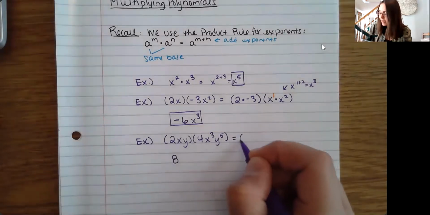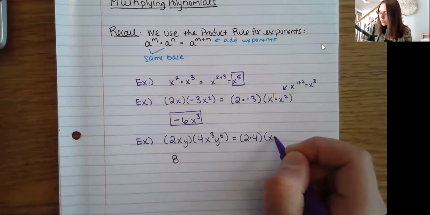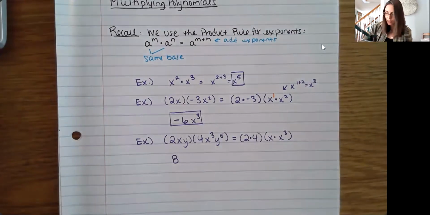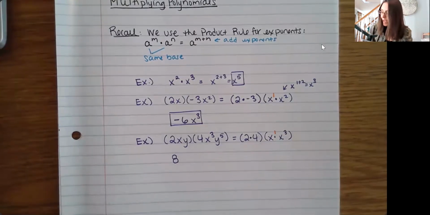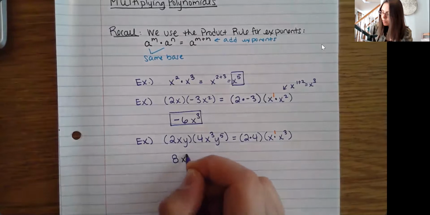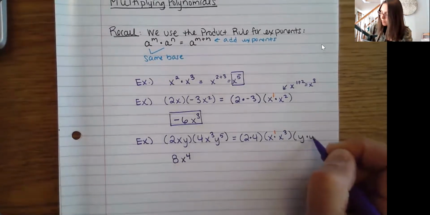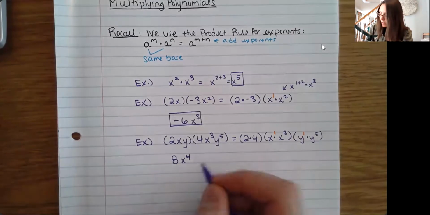And like I said, if you find it helpful to regroup things, you can do that, but you don't have to. Once you do some practice, I think you'll be able to do most of this in your head. So here, now I'm going to match up the x's. So I have x to the first power times x to the third power. And again, we're going to add those together to get x to the fourth power. And then for my y's, I have y times y to the fifth. And again, that would be a y to the first power. And 1 plus 5 is 6.